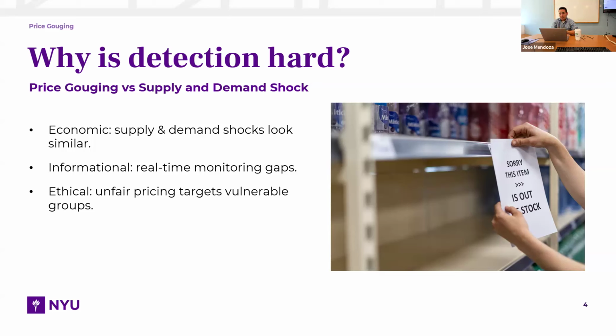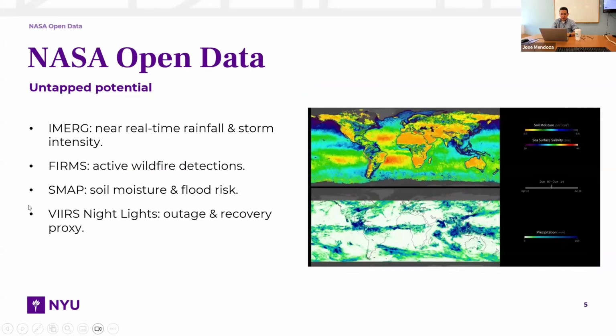But unfair pricing, this is a type of unfair pricing, targets these vulnerable groups that are being affected by a disaster. So this problem actually creates an opportunity for using different types of data sets. There is an open discussion on how to measure or monitor for price gouging. One way, for example, could be using NASA open data. There are different data sets that you can use for this.